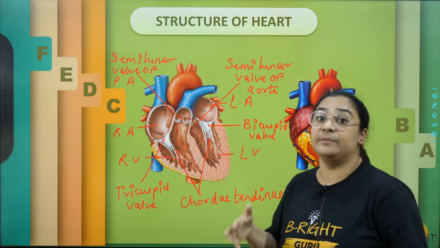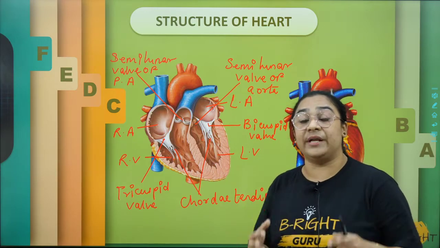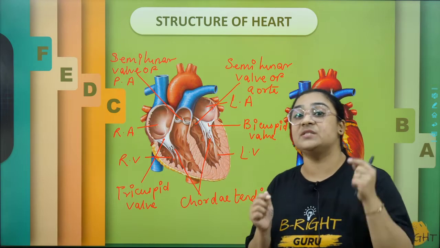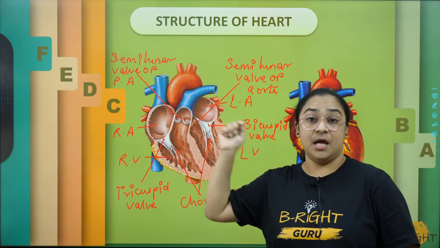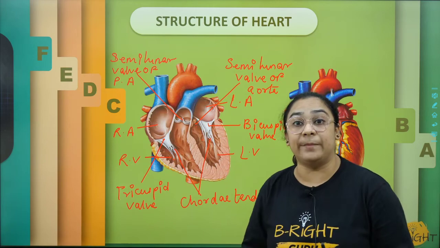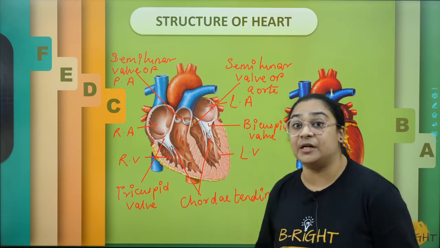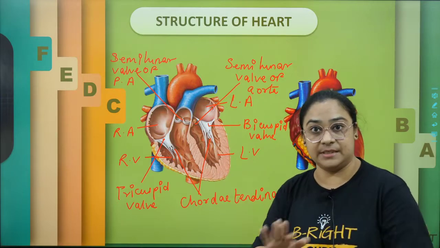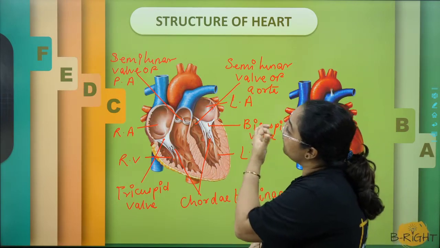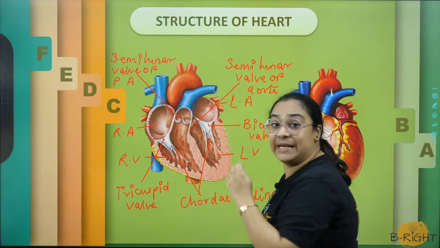All right, function: the valves open during the ventricular systole and allow the oxygenated blood to flow from the ventricles to the aorta, left ventricle to aorta. Done? Now the semilunar valve of pulmonary artery.